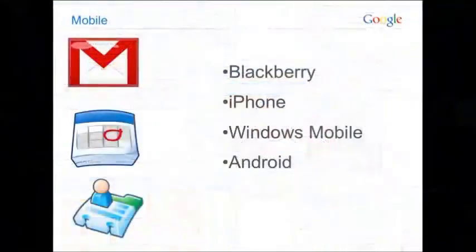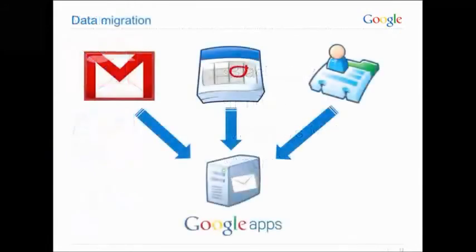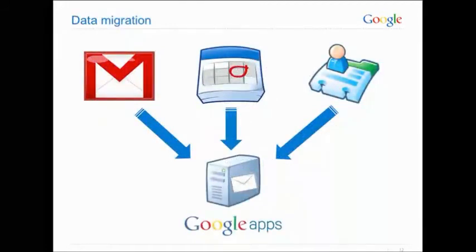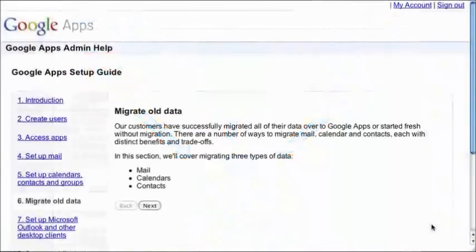In addition, Google Apps allows your company to sync your mail, calendar, and contacts on a wide variety of mobile devices, such as BlackBerries and iPhones. When you switch to Google Apps, you may want to bring over the data from whatever you've been using for email before. Only in the Premier Edition do you have the migration tools that can migrate your email over to Google Apps. And we also have tools for contacts and calendar.